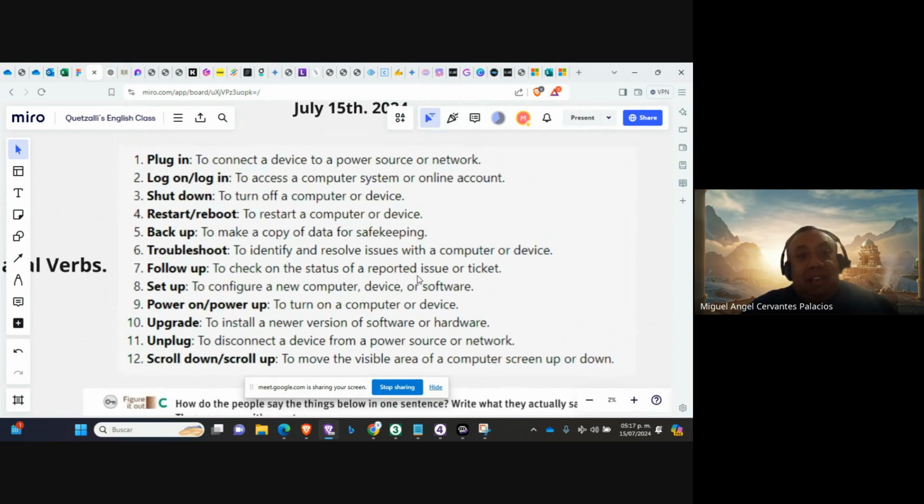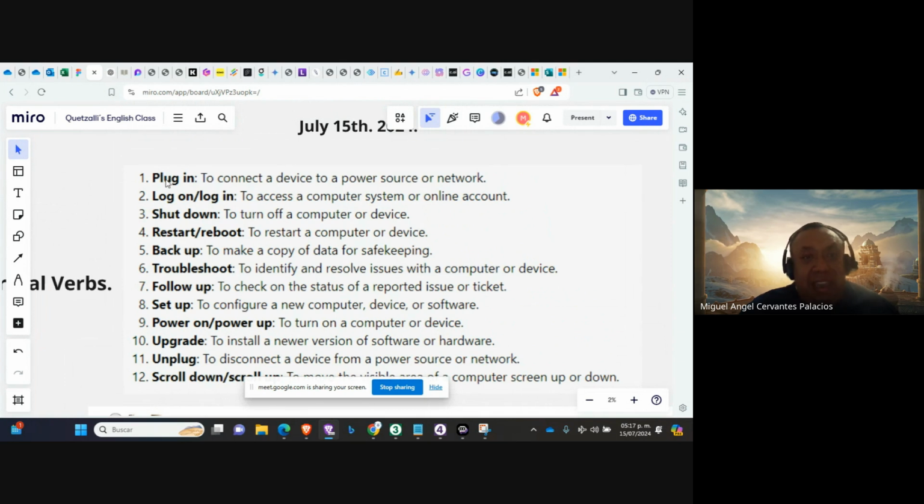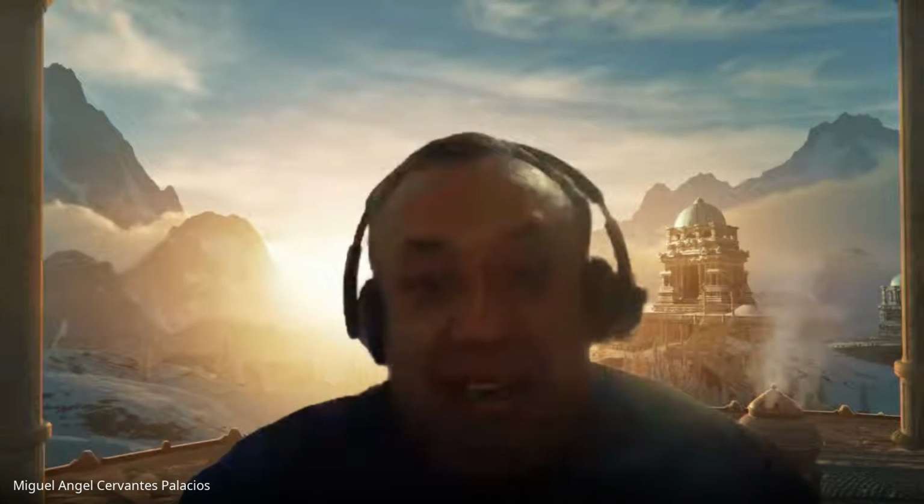Could you please copy only plug in, log on, log in. Okay, don't copy the meaning, just copy the phrase over, okay? Okay. I will tell you that in Spanish, okay? Very good.